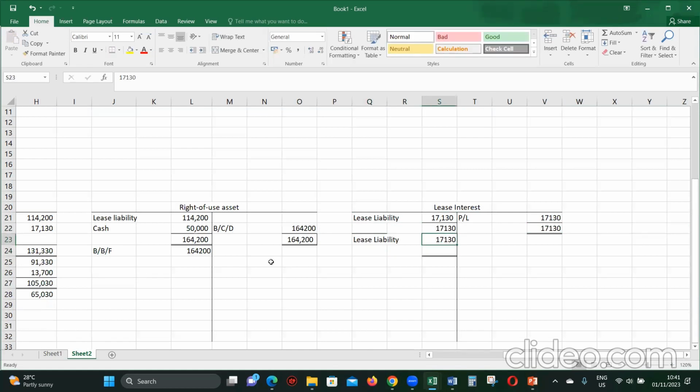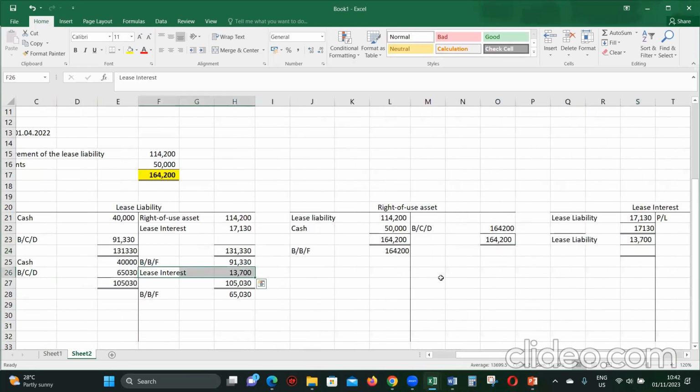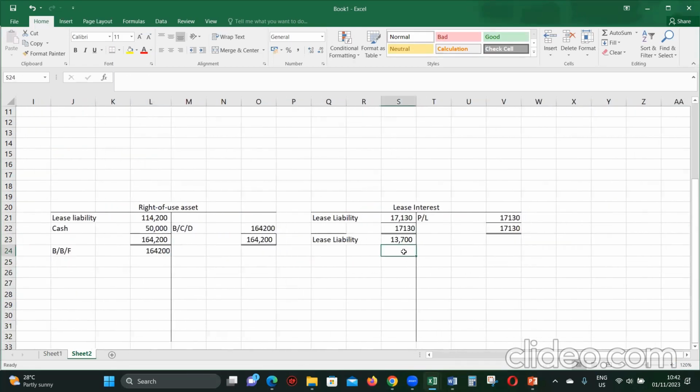Second year, again, you need to record it. 17,130, not 17,700, 13,700. The second year interest. And then again it's the same. It goes to the second year P&L, right?